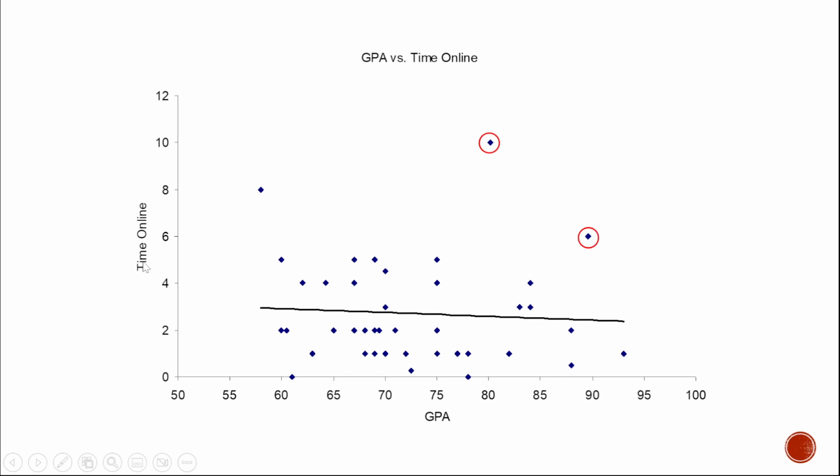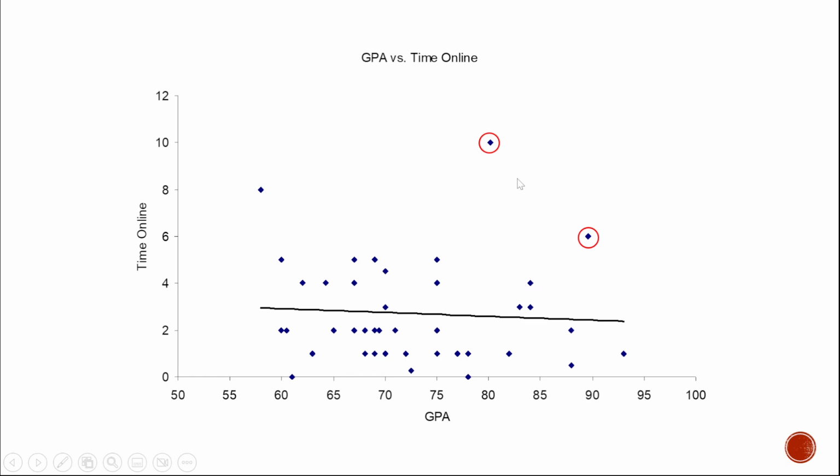The same happened with 6 hours of time online and a grade of 90, wherein a common value that reaches 90 is a time of 1 hour, and then probably earned a grade of 92.